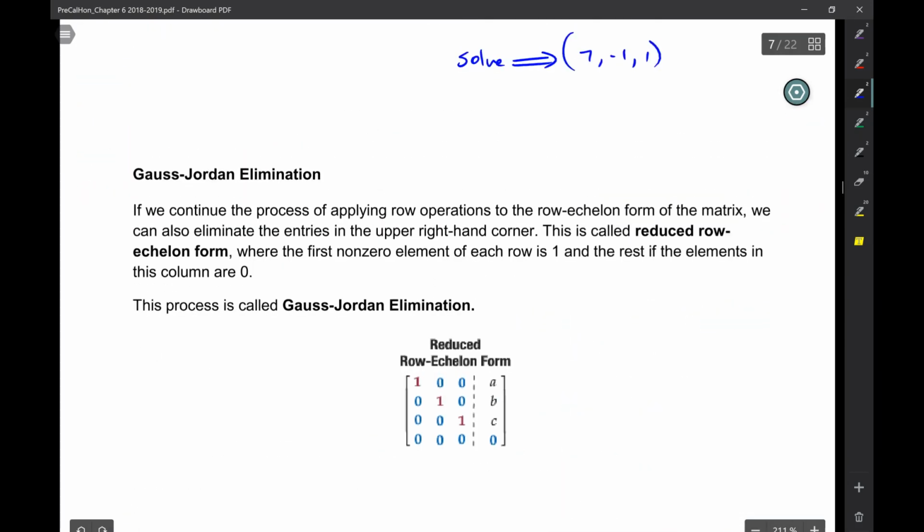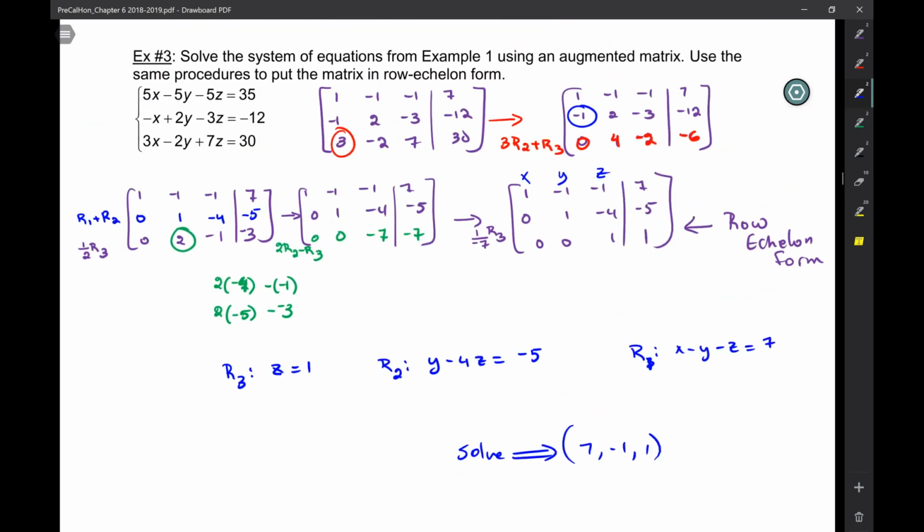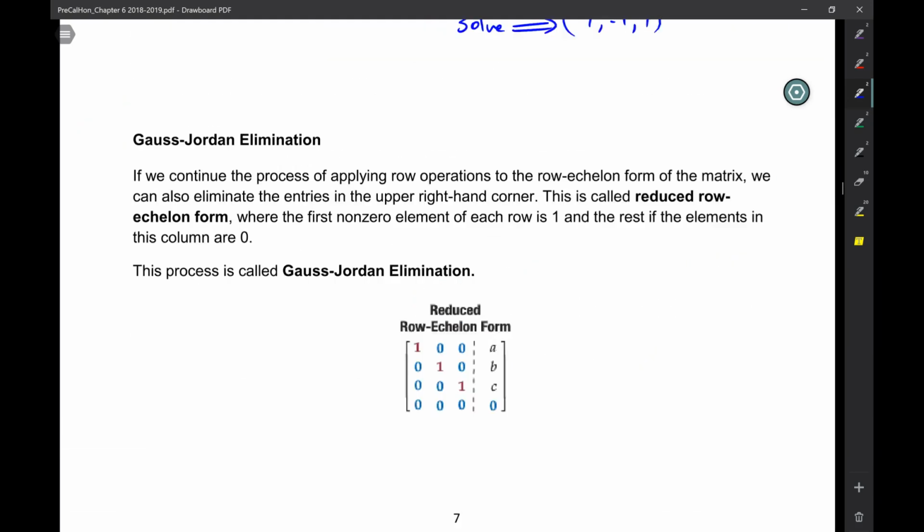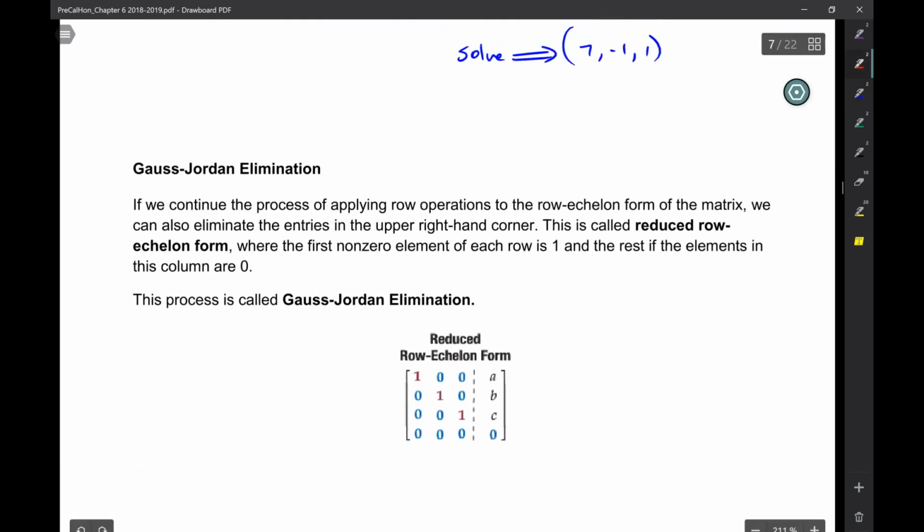Okay, so now, that was Gaussian elimination. What did Gaussian elimination give us? It gave us row echelon or triangular form. Now, you don't have to stop there. You could keep going. With Gaussian, we got all these to be zeros. Now, if you keep going and make all of these zeros as well, so it's ones on the diagonal and zeros everywhere else, that is called Gauss-Jordan elimination.